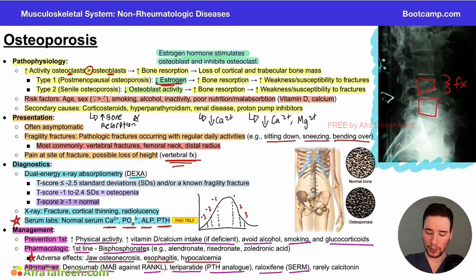And again, the answer here is going to be bisphosphonates. One, because this is the first line treatment for a patient who has confirmed osteoporosis. So a couple weeks ago, she was diagnosed with it. She was treated with an unknown medication, and now she has signs and symptoms of jaw osteonecrosis.